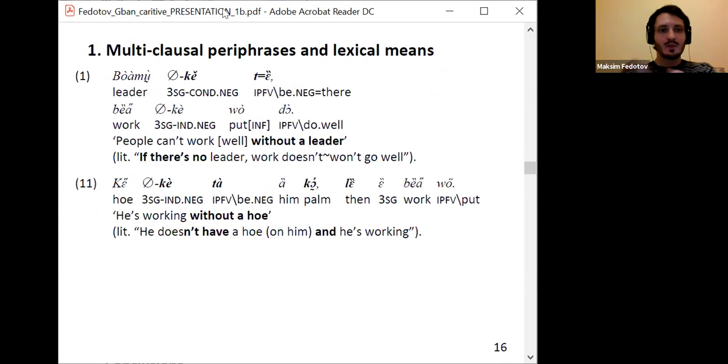Another example, which was at the very beginning of the talk, people can't work without a leader, is paraphrased with an existential clause, an existential construction. If there's no leader, work doesn't go well or won't go well. And finally, this example, he's working without a hoe, is rendered as simply he doesn't have a hoe on him and he's working. So with a negative possessive construction of the second type. The hoe isn't on him and he's working.